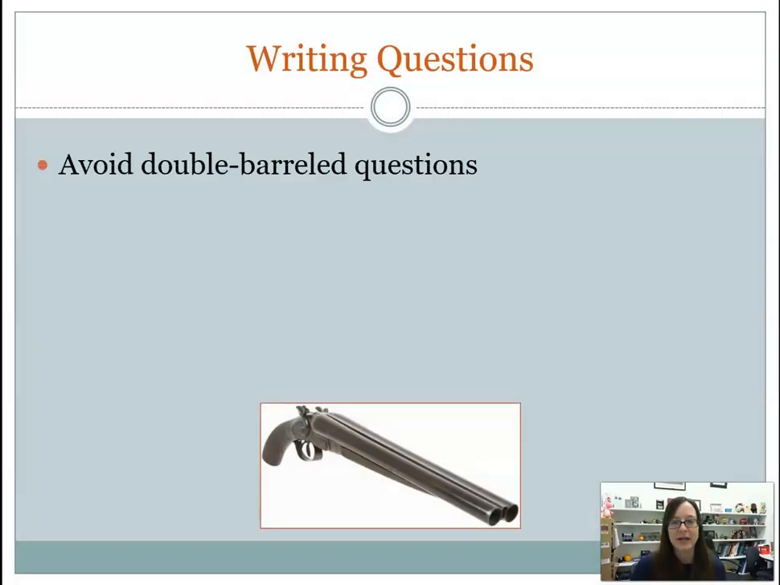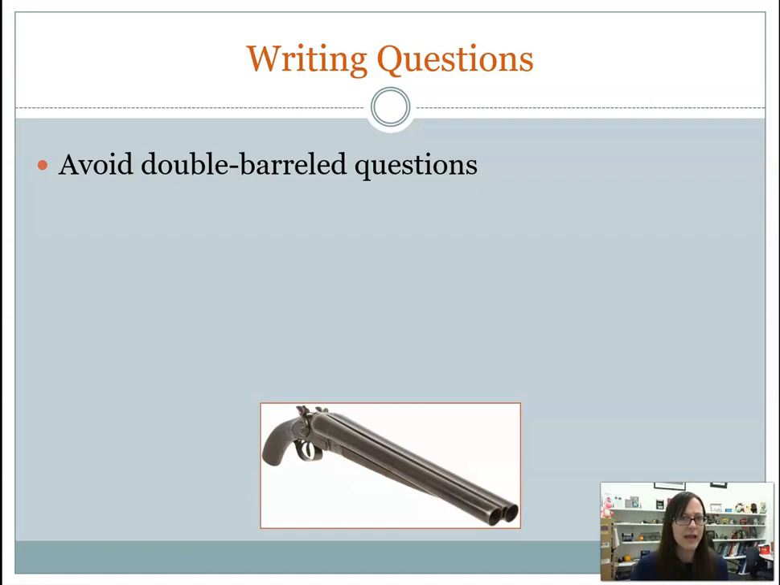Something else you want to avoid is what's called a double-barreled question. A double-barreled question is when, within one question, you're actually asking two questions. So, for example, if you say, should we stop spending so much money on increased sentences and spend more on restorative justice approaches? That's actually two questions. You're asking them, should we spend less on increasing sentences, and should we spend more on restorative justice approaches? And they might agree with one of those and not the other.